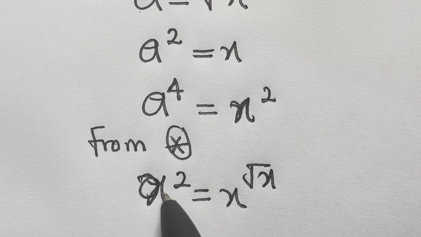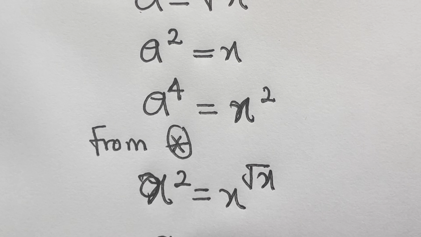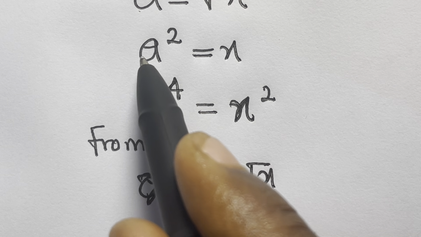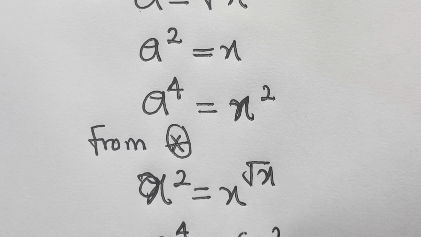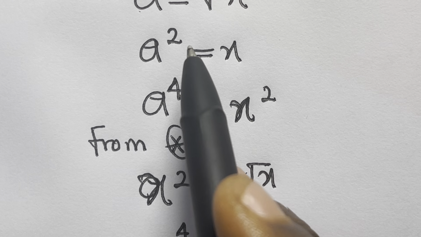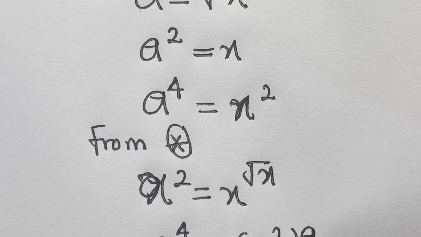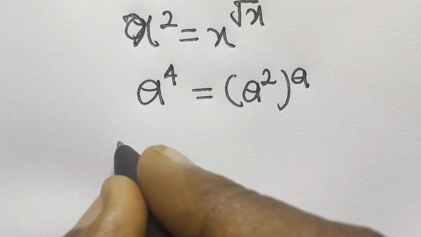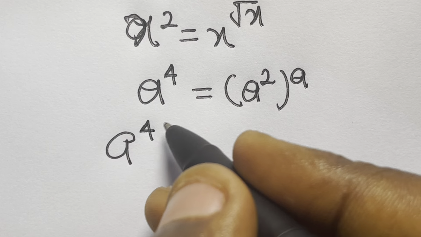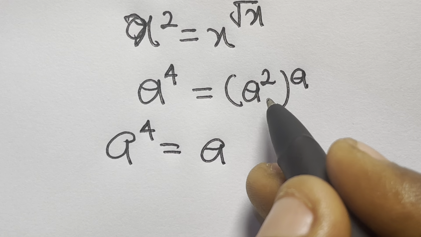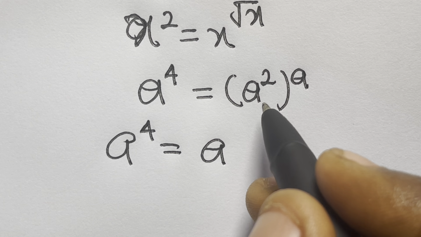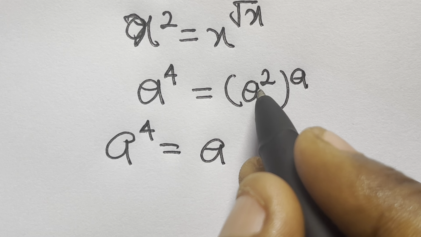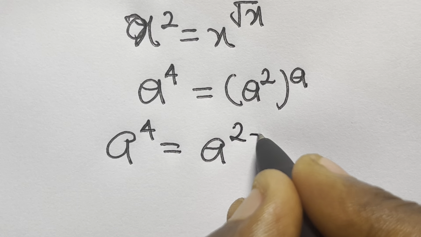Now we have x squared. What's our x squared? We have a raised to power 4. So a raised to power 4 equals, what's our x? Our x is a square. So we have a square raised to power square root of x. So what's our square root of x? And that is a, right? So if you simplify that, we have a raised to power 4 equals a raised to power. This is the product power law. When a number which is raised to a certain power is again raised to another power, the powers are multiplied. So we have a times 2, we have 2a.